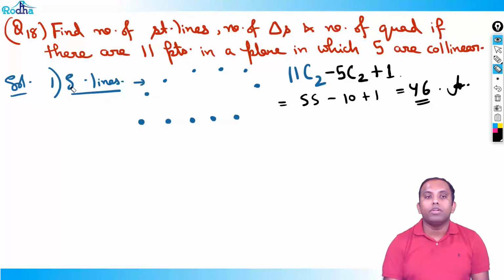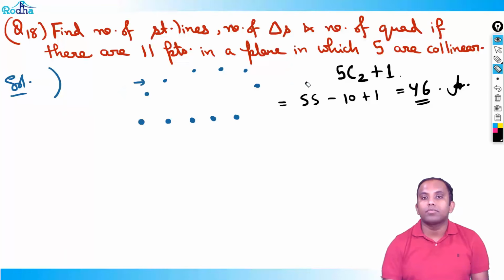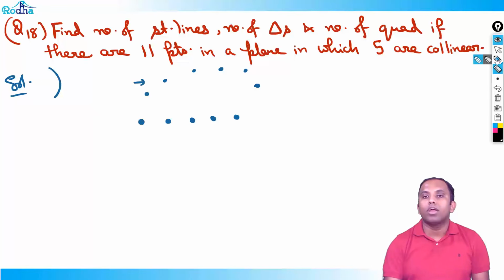Now second, we'll do it for triangles. See how many triangles we can form now, easily. You can write it easily now. So question 2 is for triangles.